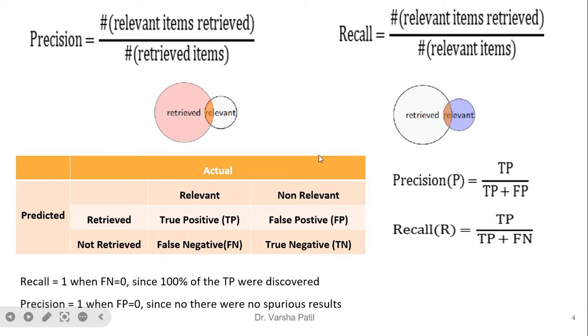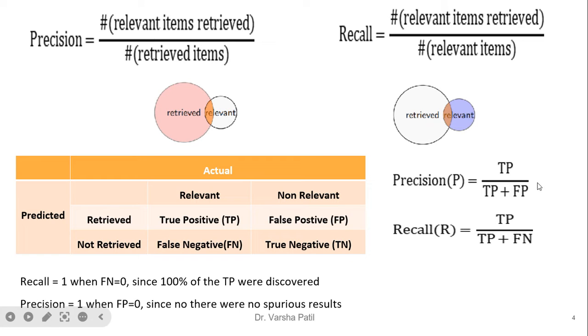Now we can represent like this. This is the actual and this is the predicted. Actual is relevant, non-relevant. Predicted is retrieved, not retrieved. If relevant is retrieved, it is called true positive. If it is non-relevant but it still gets retrieved, that is called false positive. The documents that are relevant but not retrieved come under false negative, and true negative means it is non-relevant and not retrieved, that is TN.